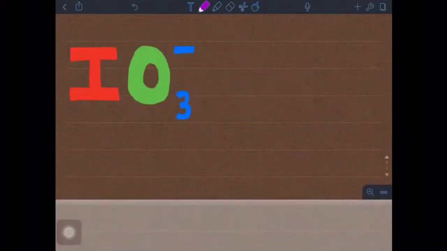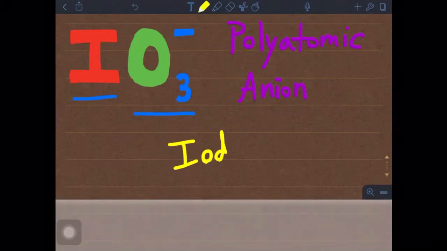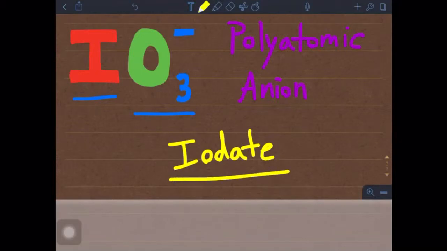So next we have another molecule, and this molecule is called a polyatomic ion. But in this case, since it's a negative ion, this would be instead a polyatomic anion, representing the negative in the molecule. And this molecule has both iodine and oxygen in it, and this is commonly referred to as iodate for its common name.